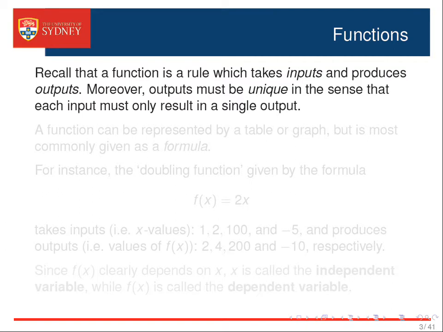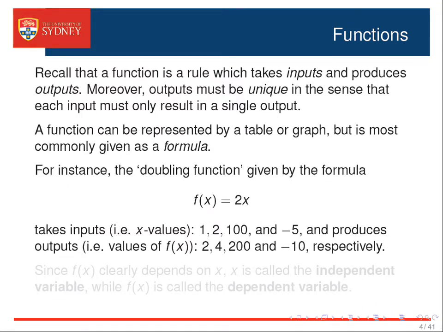Recall that intuitively, a function is a rule which takes in inputs and produces outputs. Moreover, these outputs must be unique, in the sense that only one output can result from every input. A function can be represented by a table or graph, but is most commonly given as a formula. For instance, the doubling function, given by the formula f of x equals 2x, doubles any input. For instance, the function maps 1 to 2, 2 to 4, 100 to 200, minus 5 to minus 10, etc.